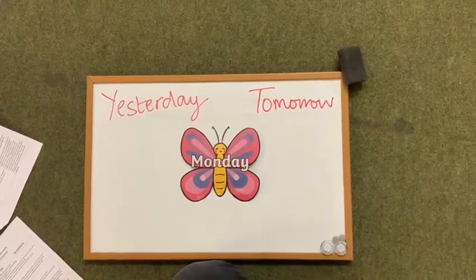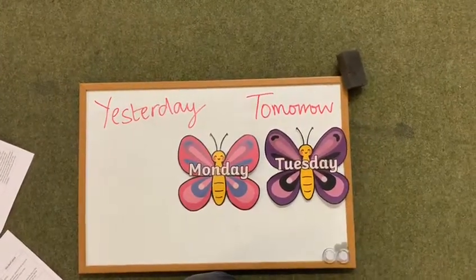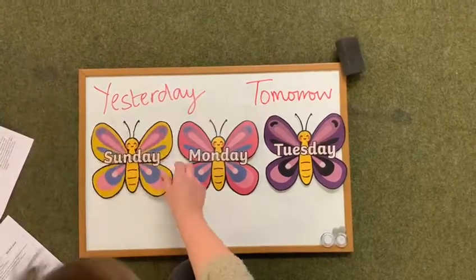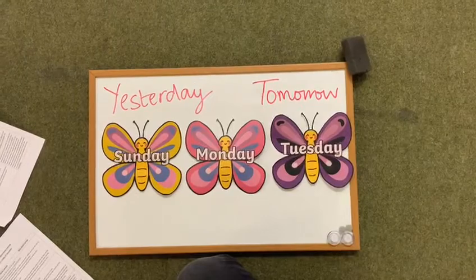Okay, so tomorrow after Monday, we would have Tuesday. And the day before Monday, yesterday, would be Sunday. Okay, well done. We're going to try that again.